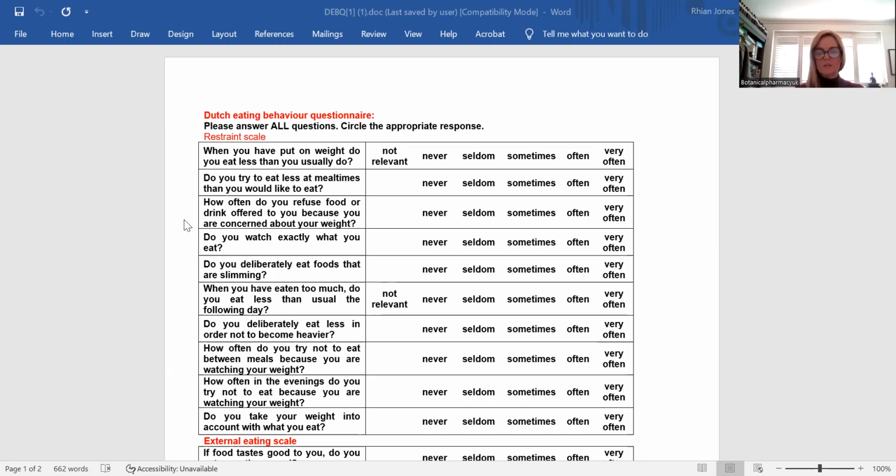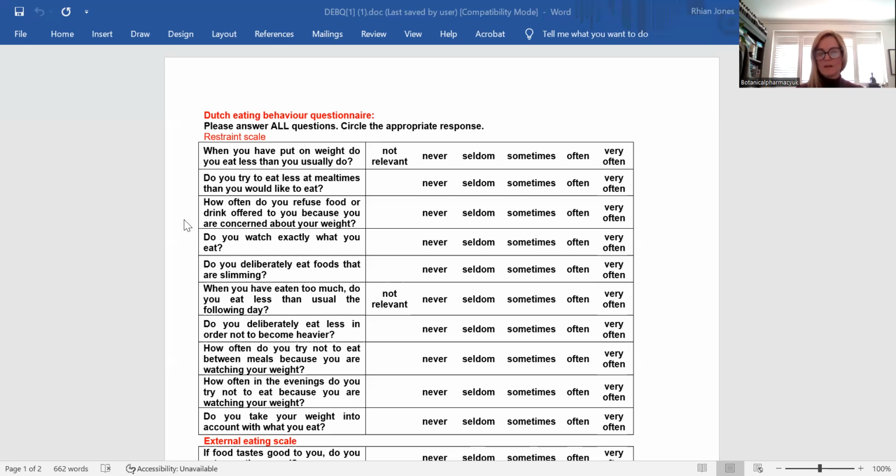The first section looks at a restraint scale. Some people actually undereat, and that then leads them to overeating. So we call that restraint eating, and this is a restraint scale. What we would ideally do with this form is print it out and give it to the patient, or fill it out yourself without judgment. Don't second guess the answers and don't think about it too long. Just go with the answer that feels most relevant to you in that moment.